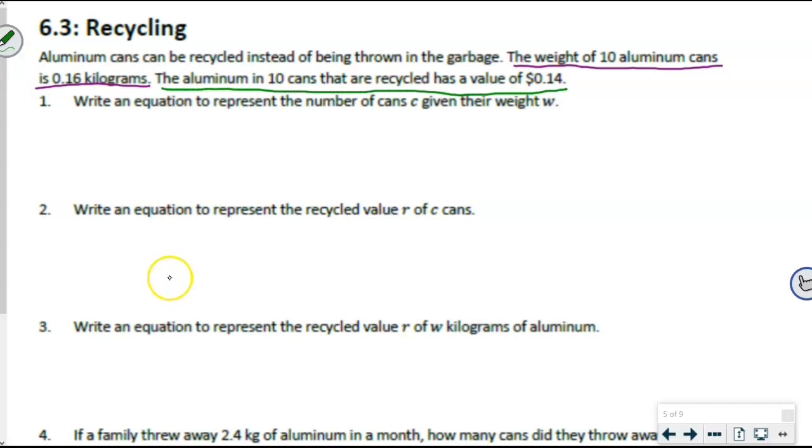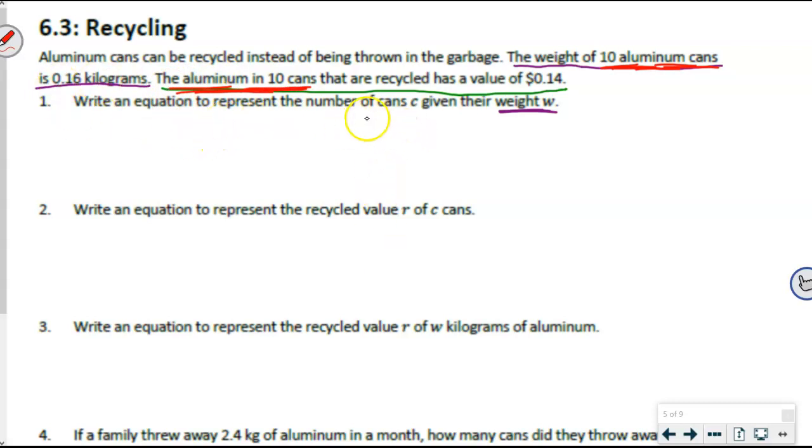There's extra information given here. Let's see if we can find the right pieces of information. The equation represents the number of cans given their weight. Here's where the weight is, but we need to tie it into the number of cans. Did you notice that there was extra information given each time? 10 aluminum cans and 10 cans. So we can actually write 3 equations, which we are going to do.